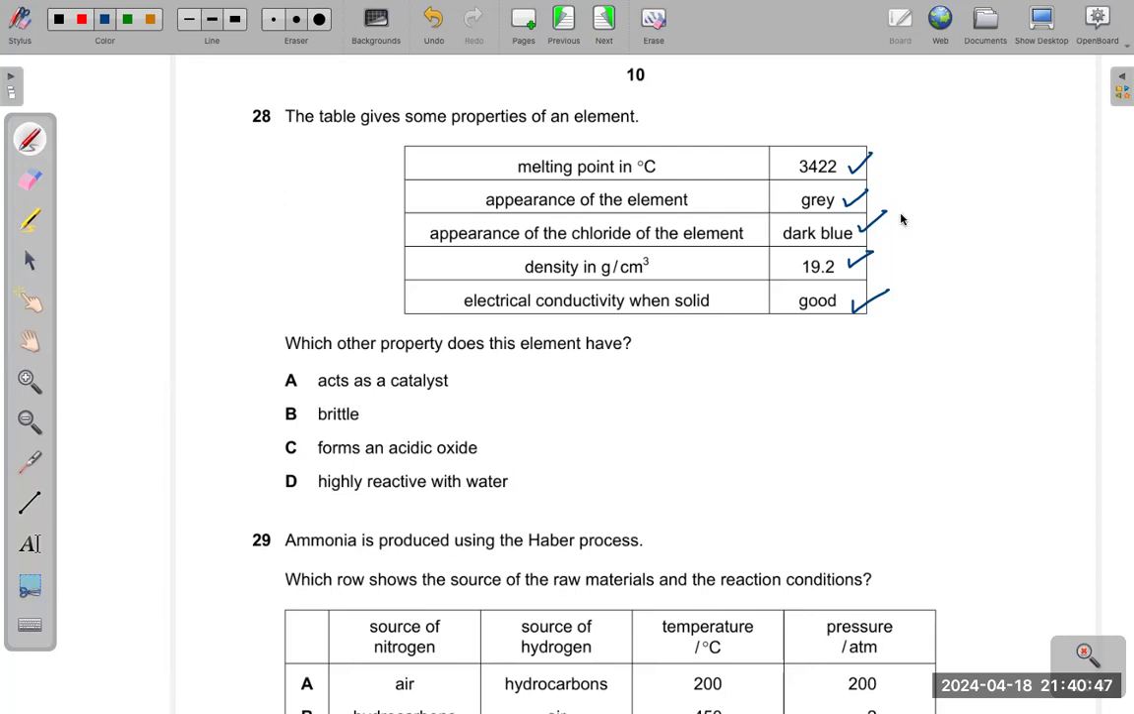What is this substance? Does anyone have an idea? It can act as a catalyst. It is brittle. It forms an acidic oxide. It is highly reactive with water. Mister, you are talking about a substance that conducts electricity when solid. Which element conducts electricity when solid?